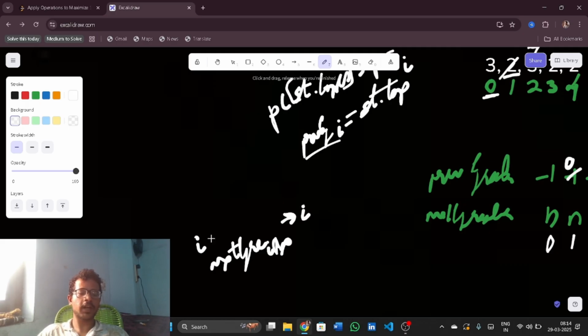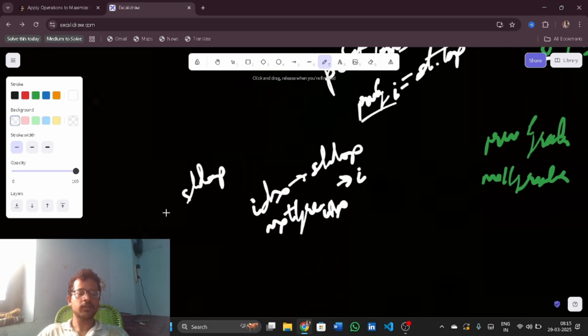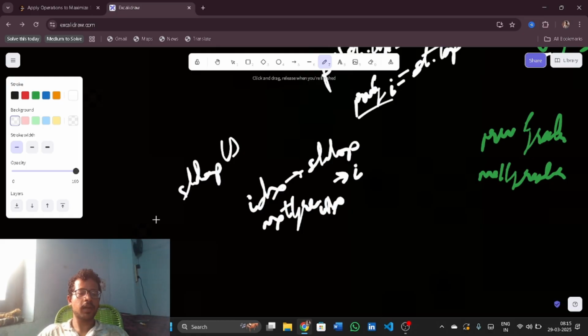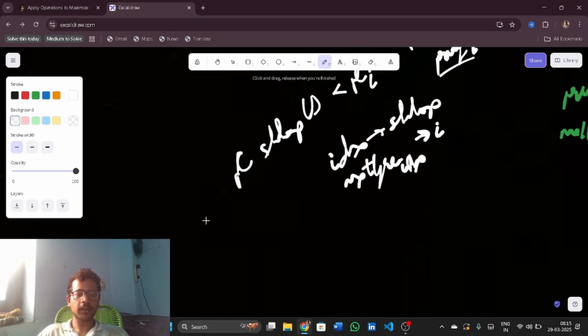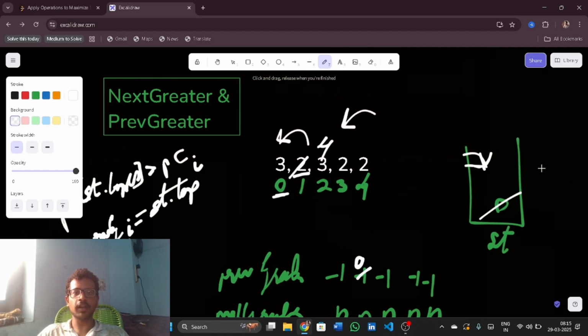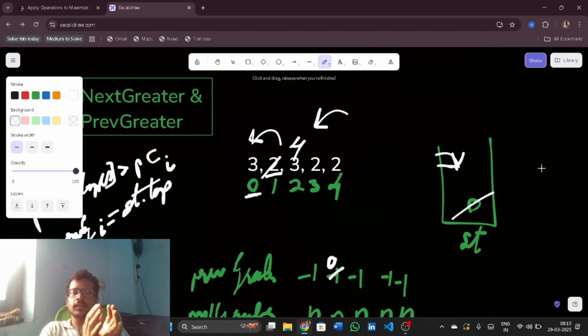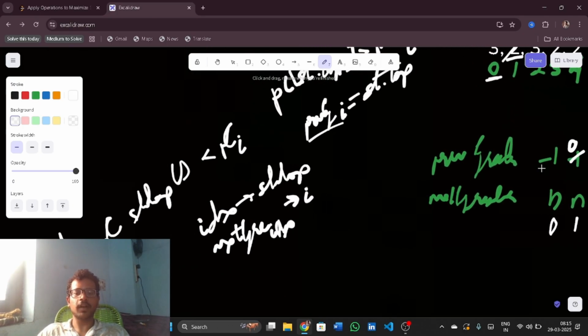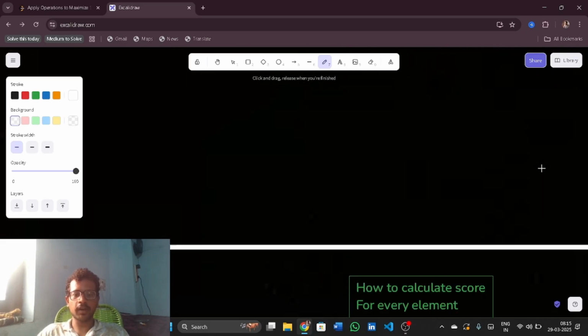So index would be something like st.top, and if st.top is having prime count lesser than prime count of I, then I would write a while loop for this until I get, in this top, the index where previously I am having the count greater than the current index. So this is how the previous greatest element and next greatest element works.